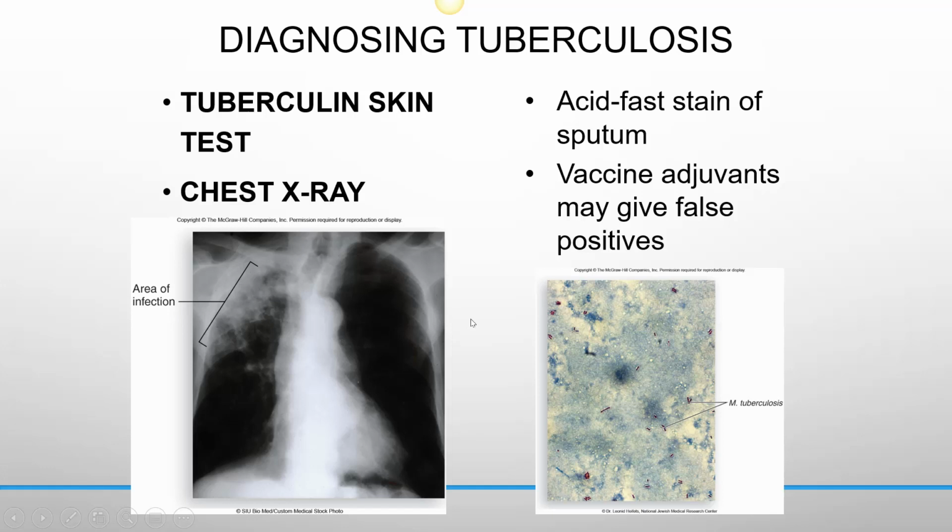You can also do an acid fast stain of the sputum. So here's a sputum sample. The pink rods would be positive for tuberculosis. Vaccine adjuvants may give false positives for the TB skin test. So if they've been vaccinated against tuberculosis or anything closely related, then they may give a false positive result, which is why you always want to follow up a positive skin test with looking at the chest x-ray and confirming something out of the sputum.